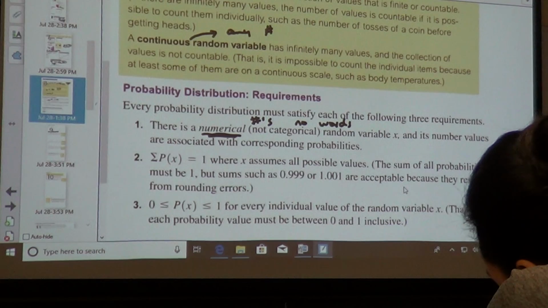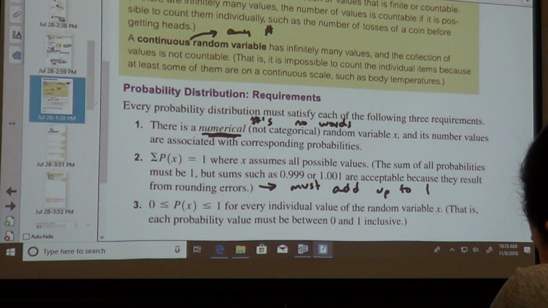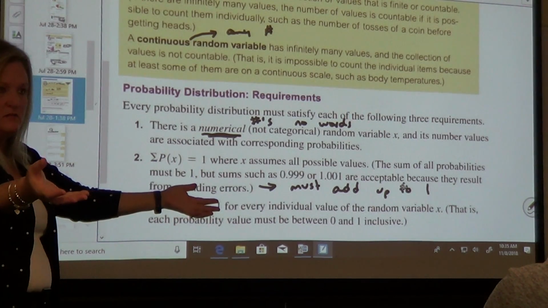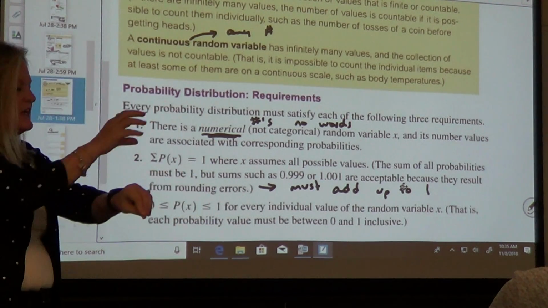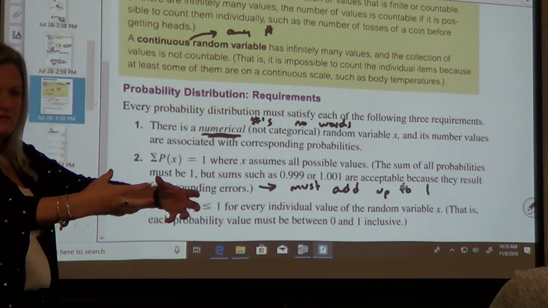This one is saying the probabilities must add up to 1. If you're a boy and you're a girl, you all have to add up to 1 or 100%. The blues plus the reds plus the greens in the box have to add up to 1 or 100%. Y'all with me?